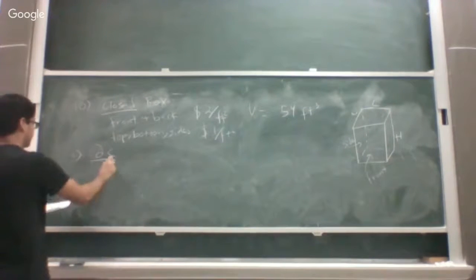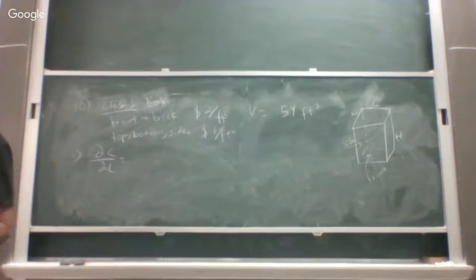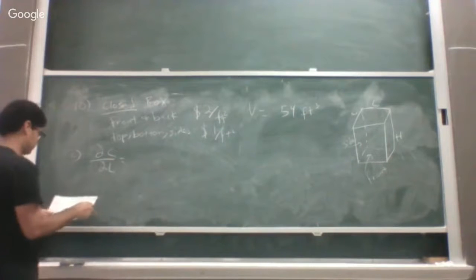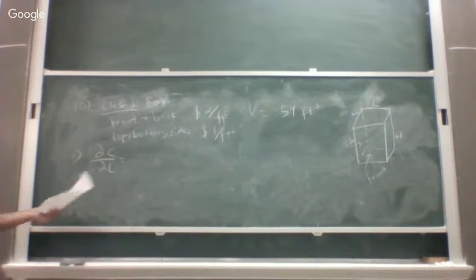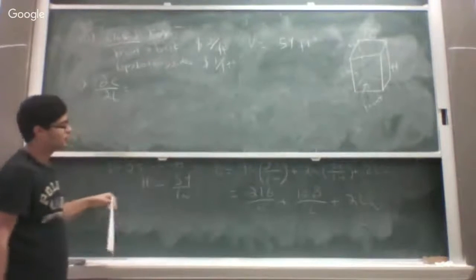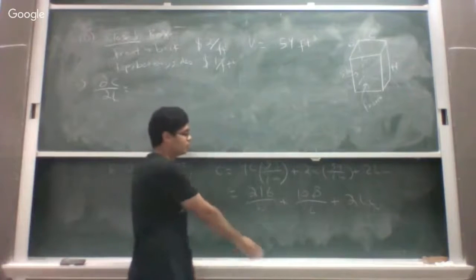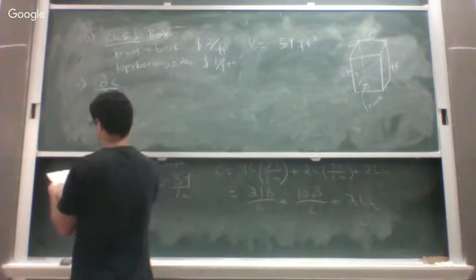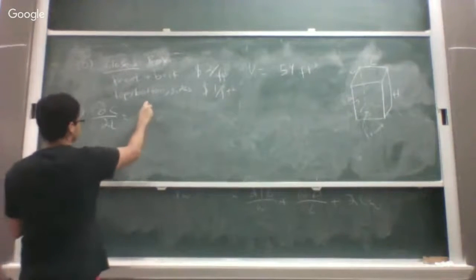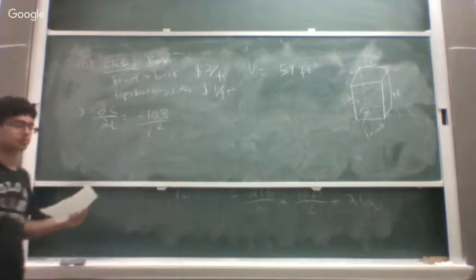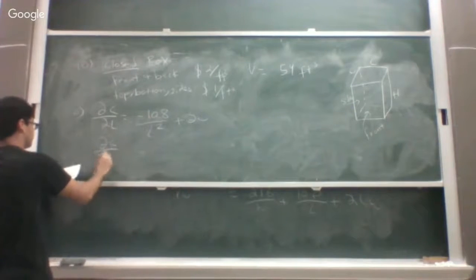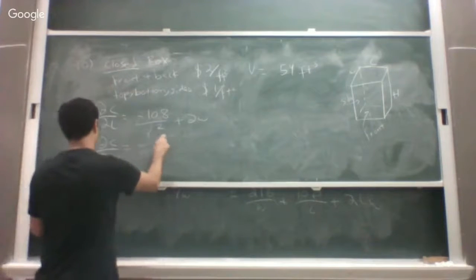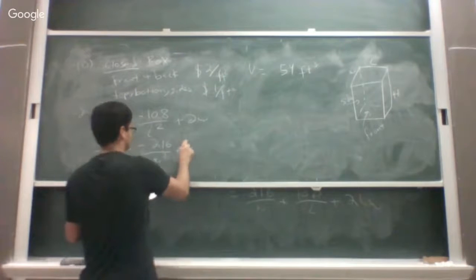The partial derivative of C over L. And they guide you through this by asking you to find all of them. The cost over L is what? Taking the partial with respect to L, this would be 0. Taking the derivative of this and the derivative of that with respect to L, that would be negative 108 over L squared plus 2W. Partial of C with respect to W is now negative 216 over W squared plus 2L.